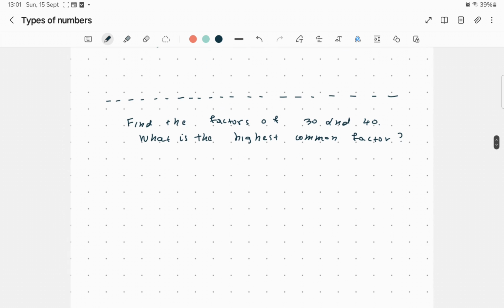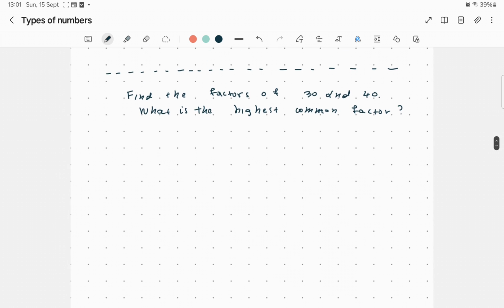Now the last question is to find the factors of 30 and 40. So what are the factors of 30? Is 1, because 1 times 30 gives me 30. 2, because 2 times 15 gives me 30. 3, because 3 times 10 gives me 30. 4 is not a factor. 5 is a factor because 5 times 6 gives me 30. 6 is a factor. 10 is a factor. 15 is a factor. And also 30 is a factor.